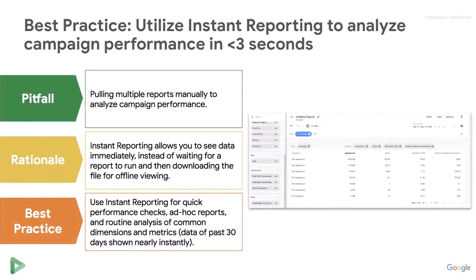So as a best practice, you use instant reporting to analyze the campaign performance in less than 3 seconds. It's really efficient, really fast. You can see the data immediately. You don't have to wait until the report loads. And then you can download it for offline viewing.